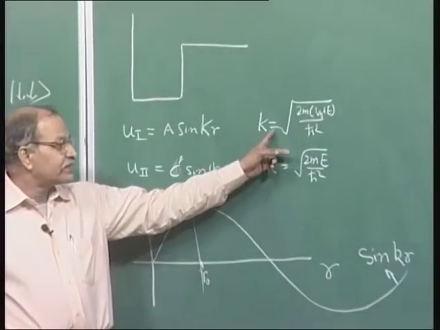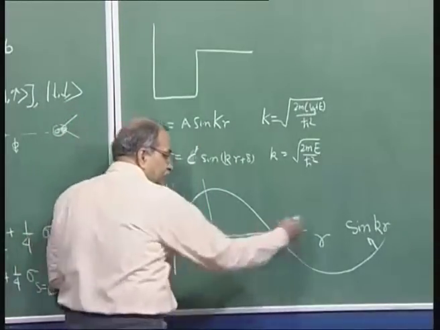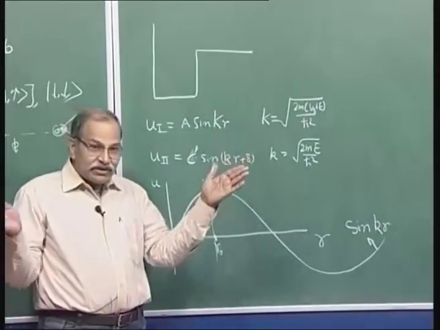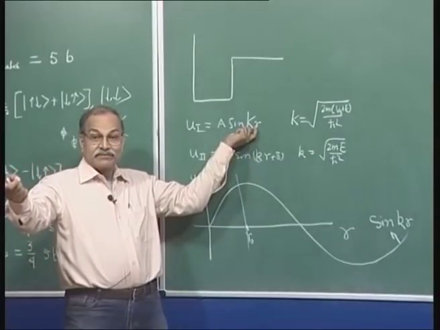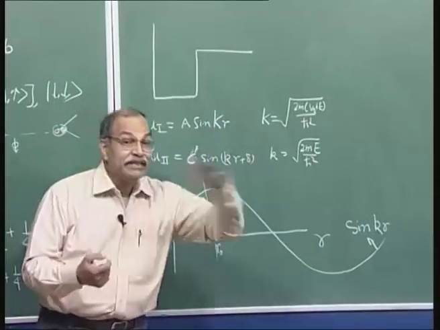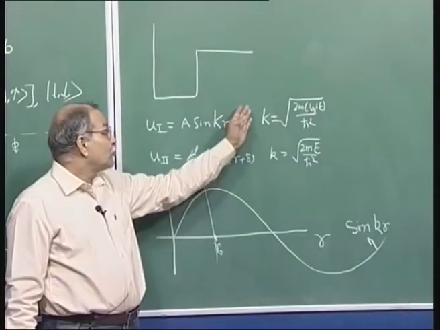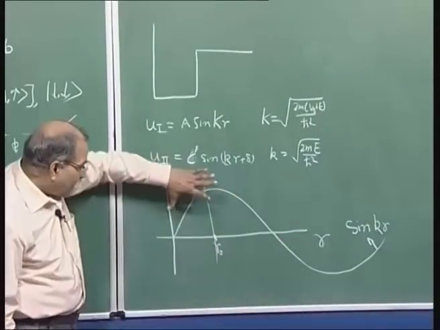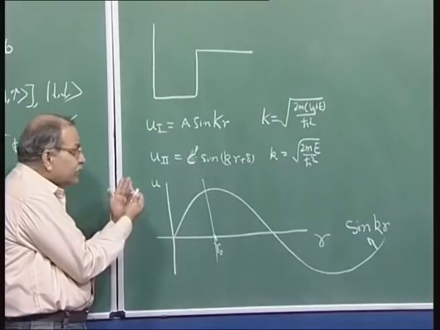Right? Capital K is greater than small k, and therefore the periodicity in this sine function, this one period, becomes smaller, because K into r has to change by 2 pi to complete one period. So r will change by 2 pi divided by K, for one period. So if K is large, your period is shrinking. So this part of this sine function should shrink, right? Because of this greater K.